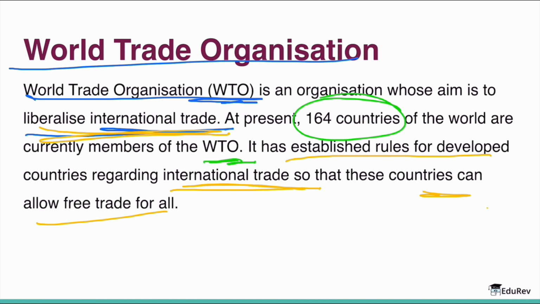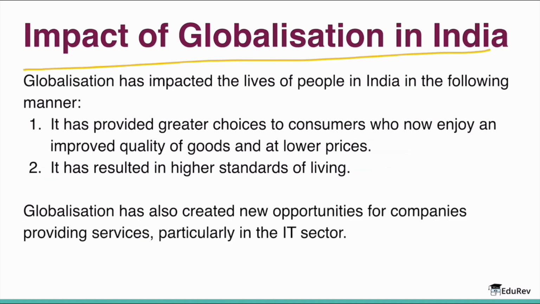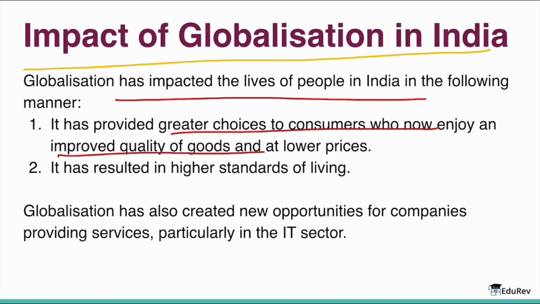Now we have studied what globalization is, what the World Trade Organization is, and what factors enable globalization. But can you answer one question of mine: what is the impact of globalization in India? We live in India, right? We know what globalization is. We know what the World Trade Organization is, the WTO. But what is the impact of globalization in India? Can anyone tell? Okay, let's study. The impact of globalization on India. Globalization has impacted the lives of people in India in the following ways. It has provided greater choices to consumers who now enjoy an improved quality of goods at lower prices, and it has resulted in higher standards of living.